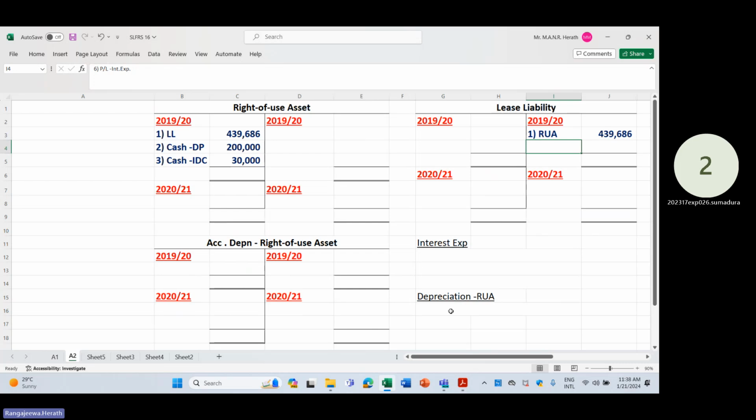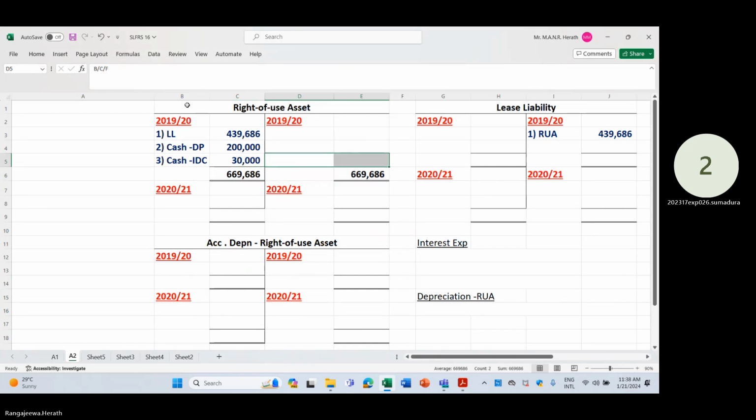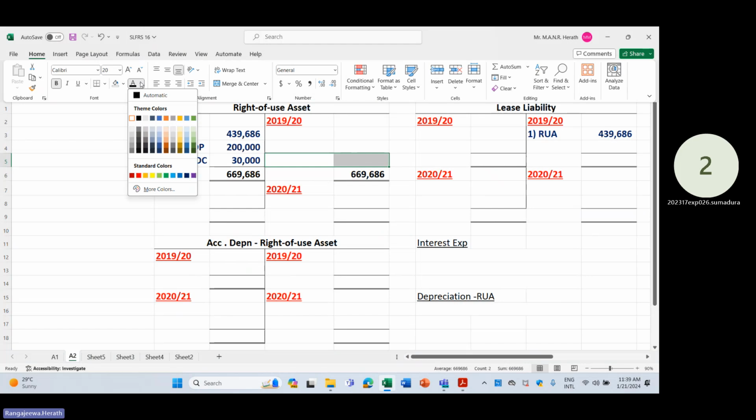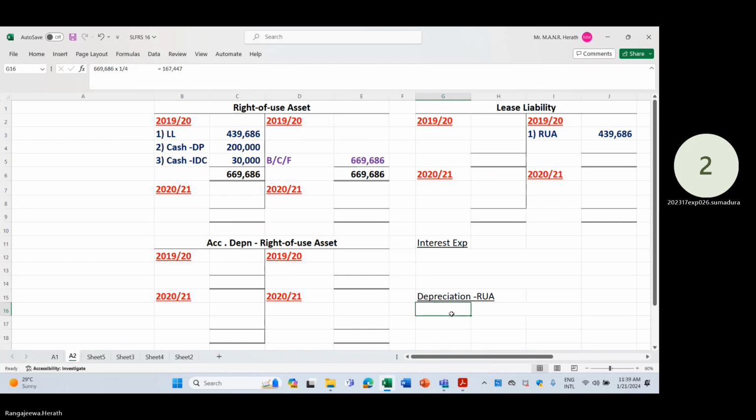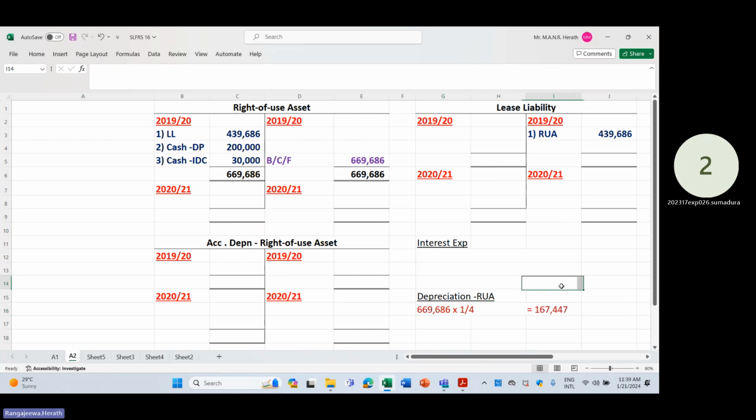Then we have to depreciate the asset. You calculate the value of the right of use asset, the carried forward balance, 669,686. We can depreciate it over 4 years. So you can calculate the depreciation expense, 167,447. We can credit accumulated depreciation and debit P&L.